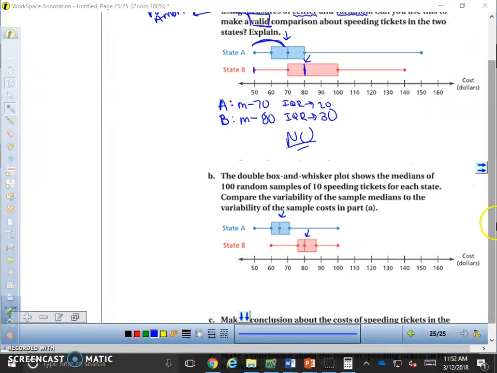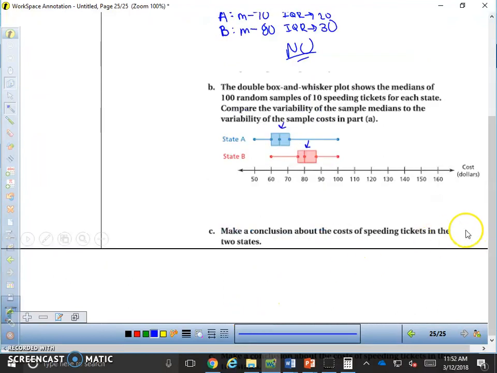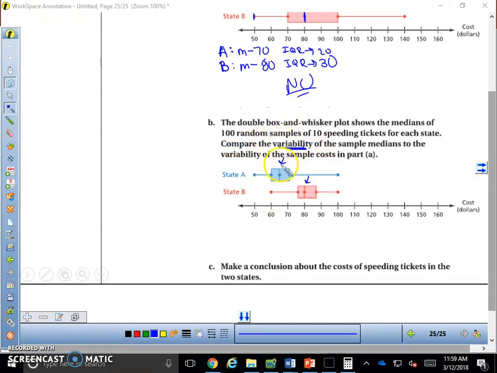All right, part B, let's look at this one. Looking at the double box and whisker plot, it shows the medians, the middle, of 100 random samples of 10 speeding tickets for each state. Compare the variability of the sample medians to the variability of the sample cost in part A. Okay, so we're going to compare the medians between state A and state B. So the median here is about 65, and the median here is 80.